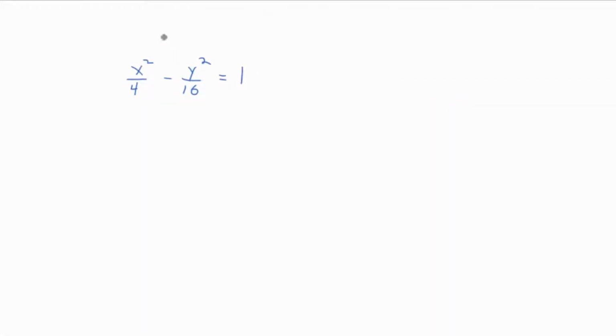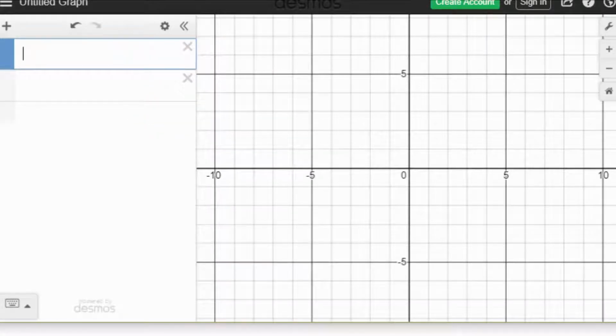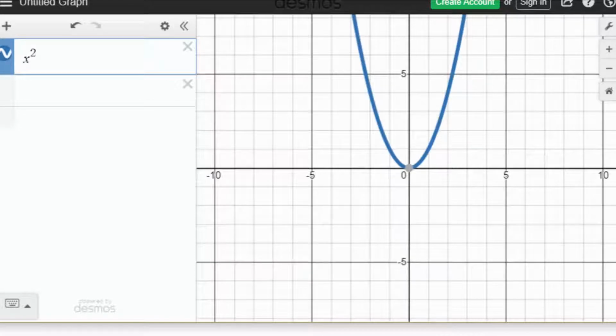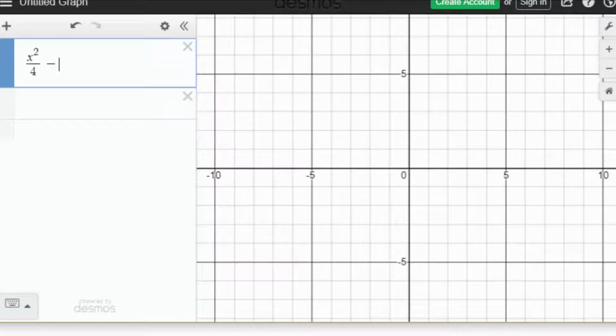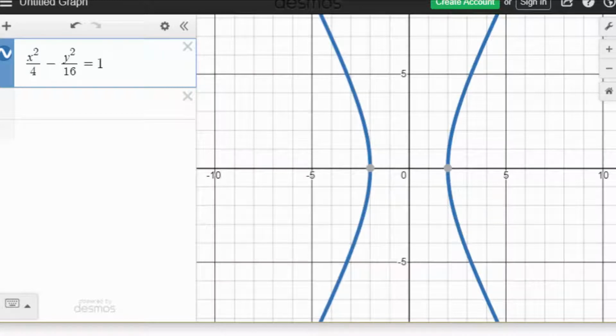So that's a way you can remember it. In just a minute, I'm going to show you how to graph this hyperbola by hand. But first, let's do it on Desmos. So I'm going to type in x squared divided by 4 minus y squared divided by 16 equals 1. And you get a hyperbola. One branch opens to the right, one branch opens to the left, and the center is at the origin, 0, 0.